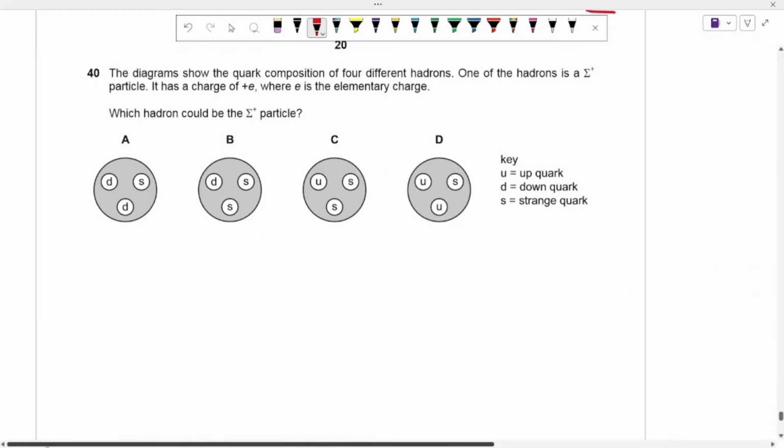The last question. The diagram shows the quark composition of 4 hadrons. One of them has a charge of plus E, and that's sigma plus, where E is the elementary charge. Which hadron could possibly be sigma plus? If you just look at these answers, we just want to find which combination can give you plus E. An up quark has 2 over 3 E. Another up quark is plus 2 over 3 E. A strange quark has negative 1 over 3 E. Then this will give you plus E. So the answer has to be D.